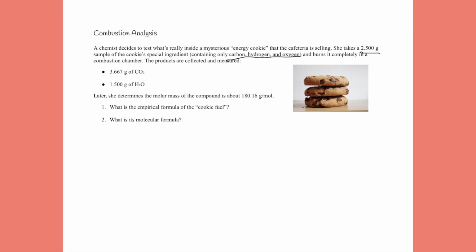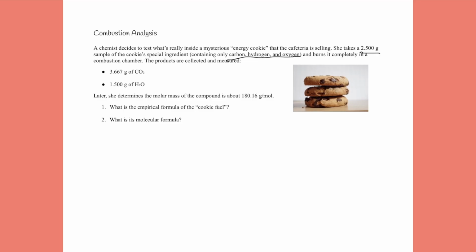3.667 grams of CO2 and 1.500 grams of H2O. Later, she determines the molar mass of the compound is about 180.16 grams per mole. What is the empirical formula of the cookie fuel? So we know this is a combustion analysis problem because it tells us that the mysterious ingredient is only carbon, hydrogen, and oxygen. And when those are the only three elements, that's a clue that it's a combustion analysis problem.